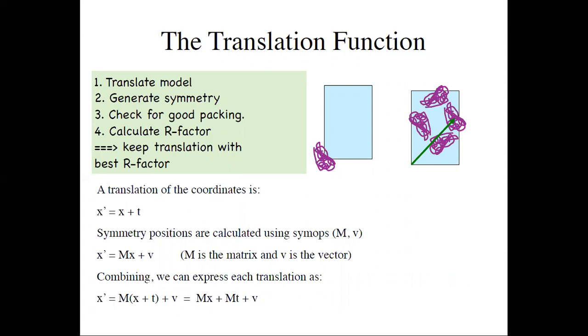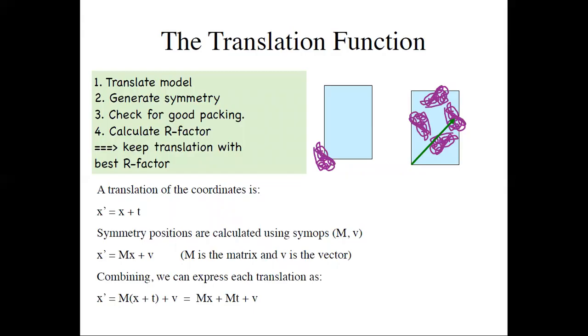A translation of the coordinate is x equal to x plus t. Symmetry positions are calculated using M comma v. So x dash equals Mx plus v, where M is the matrix and v is the vector. After combining both equations, x dash equals M of (x plus t) plus v, so after calculating, the equation is M of x plus M of t plus v.